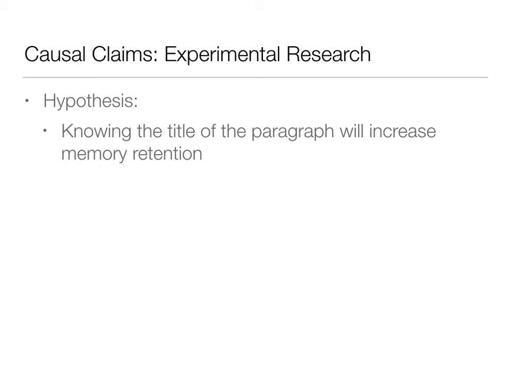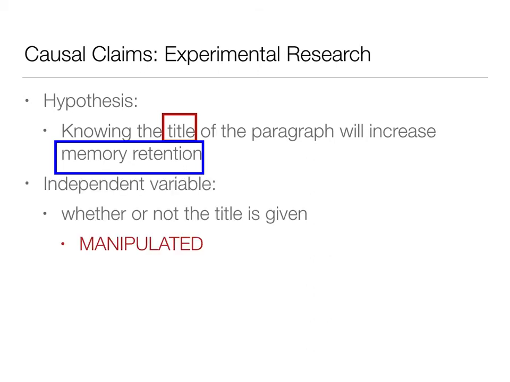So here our causal claim verb is increase, okay? And we're saying that knowing the title of the paragraph will increase memory retention. So the title is our independent variable. That's what's being manipulated. If you know the title, that will cause change, increase, to our dependent variable, memory retention. So our independent variable is whether or not the title is given, and that is our manipulated variable. We're either giving people the title or not giving them the title, okay? We're manipulating that information as researchers.